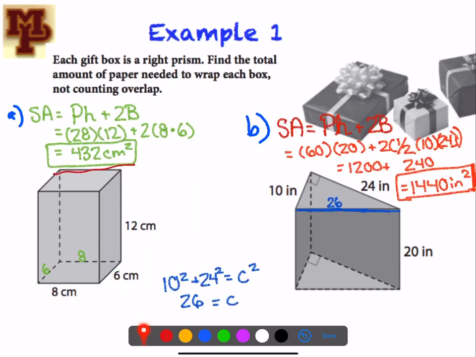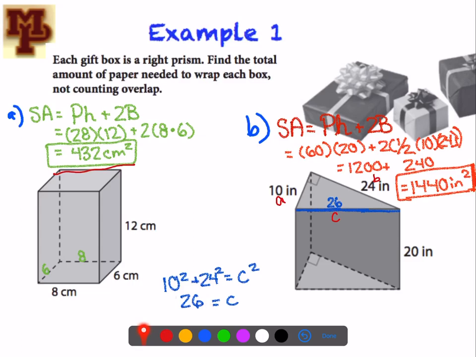And looking at this, we can see that we once again use the same formula. Surface area is equal to P times H plus 2B. Again, you can substitute an L in for PH if you'd like. Looking at this, this is a right triangle, so we can use Pythagorean's theorem, a squared plus b squared equals c squared, where 10 will be a, 24 will be b, and c is what we're trying to find, which turns out to be 26.